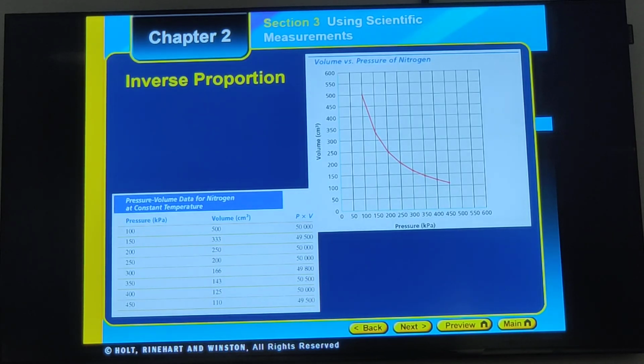But if you graph something out this year and it's curved like this, then you know it's an inverse proportional. If it graphs out as a straight line, you know it's directly proportional. And if you graph it out and there's no pattern at all, then they're not related to each other.